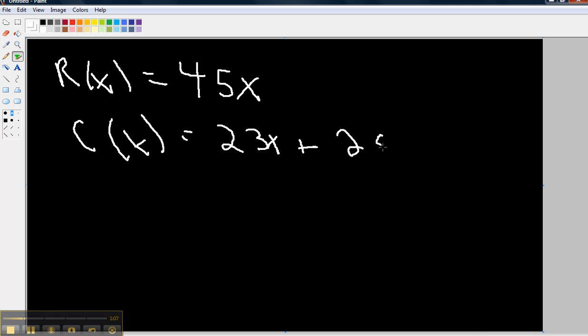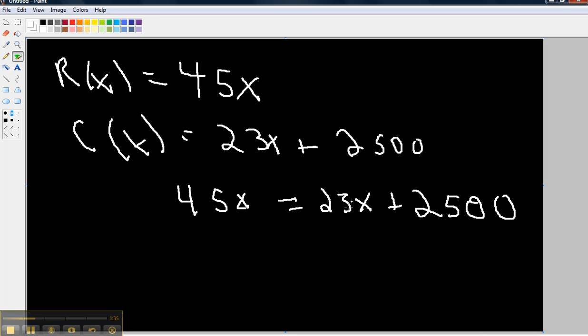Maybe that represents the rent or the mortgage or utilities, something that has to be paid the same amount every single month for this particular item. Now to find the break-even point, we basically just set them equal to each other and solve. We go 45x equals 23x plus 2,500.